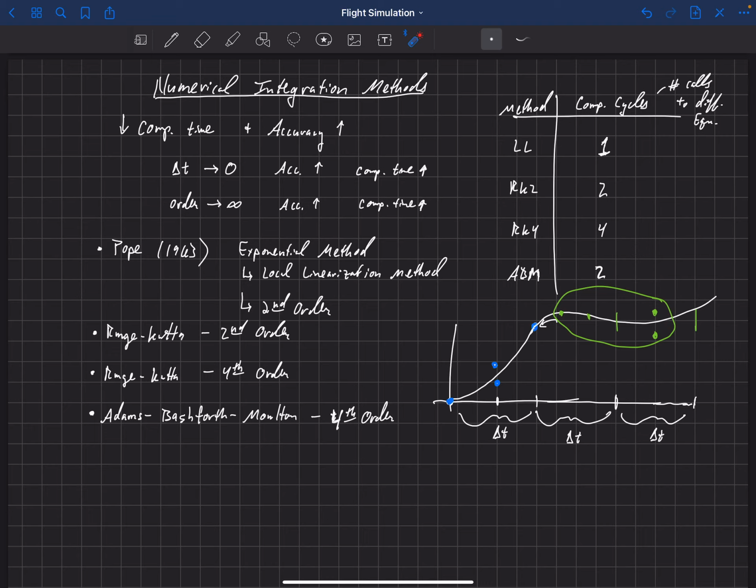Okay. All right. So this is one way to compare the computational effort required for each of these methods, and remember the order of this local linearization is actually second order. RK2 is second order. RK4 is fourth order, and ABM is also fourth order. Okay, so we have 2 second order methods here and 2 fourth order methods. Okay, so how could we compare the computational effort of each of these methods?